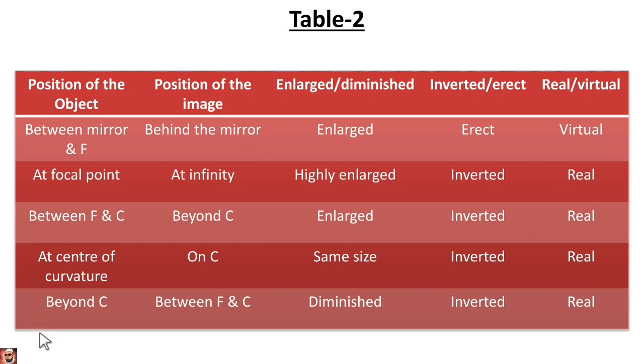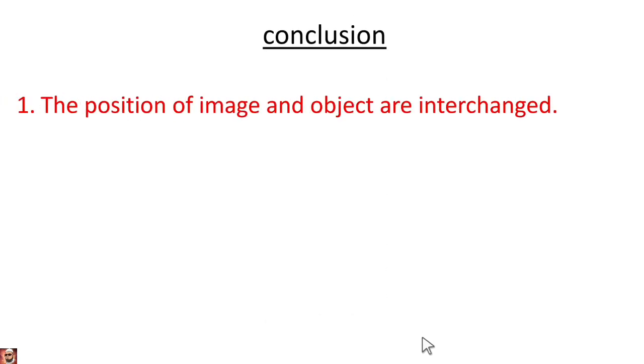If the object is kept beyond the center of curvature, C, the image is between focus and center of curvature, but it is diminished in size, inverted and real. So students, the conclusions we draw from this activity are as follows.